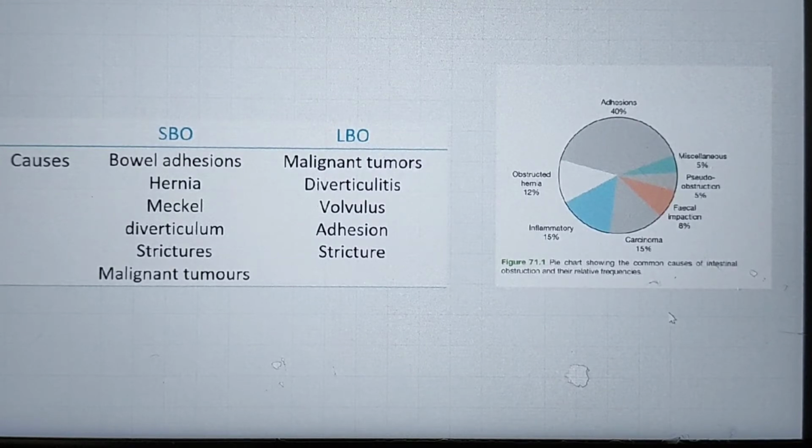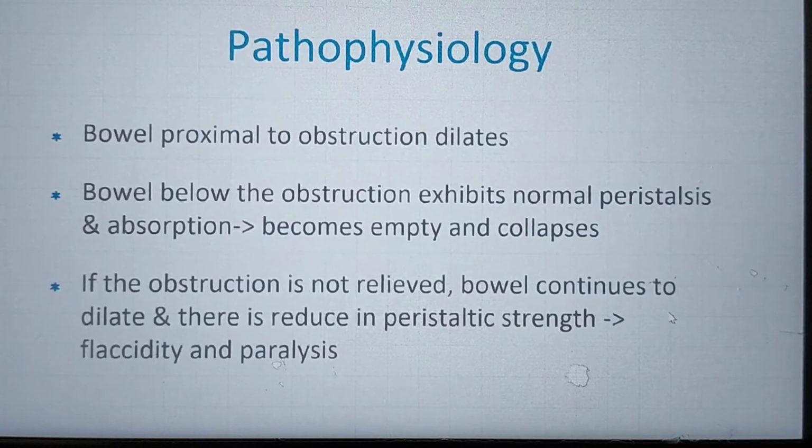But for large bowel obstruction, the common causes are malignant tumors, diverticulitis, volvulus, adhesion, and also stricture. Okay, so on to the pathophysiology of bowel obstruction. In bowel obstruction, the bowel proximal to the obstruction will dilate. Bowel below the obstruction, or distal to the obstruction, will exhibit normal peristalsis and hence becomes empty and later collapse. If it is not relieved, the bowel will continue to the acidity and paralysis of the bowel.